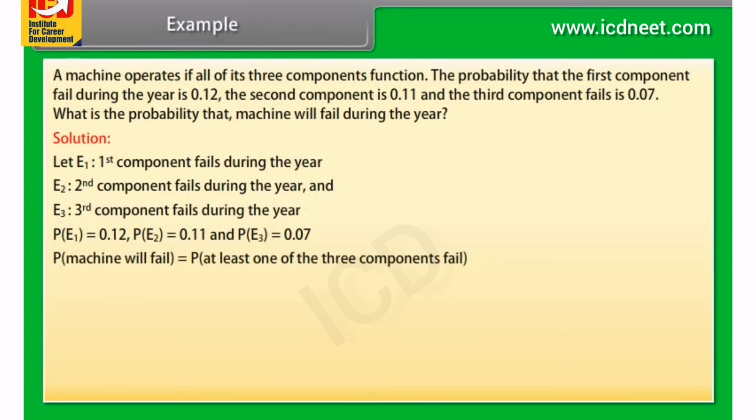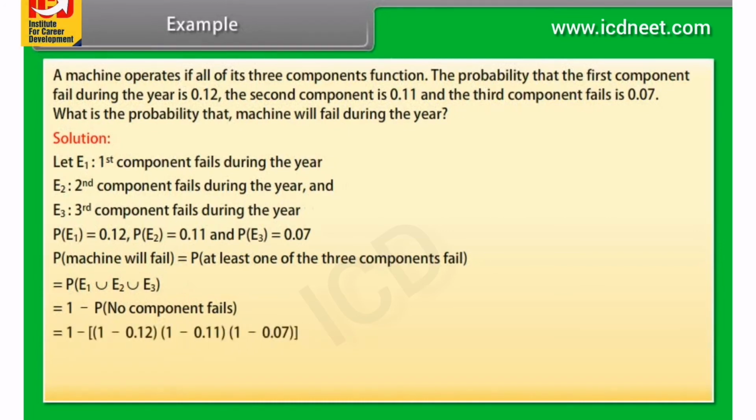P(machine will fail) = P(at least one of the three components fail) = P(E1 union E2 union E3) = 1 minus P(no component fails) = 1 minus (1 minus 0.12) into (1 minus 0.11) into (1 minus 0.07) = 1 minus 0.88 into 0.89 into 0.93 = 1 minus 0.7284 = 0.2716.